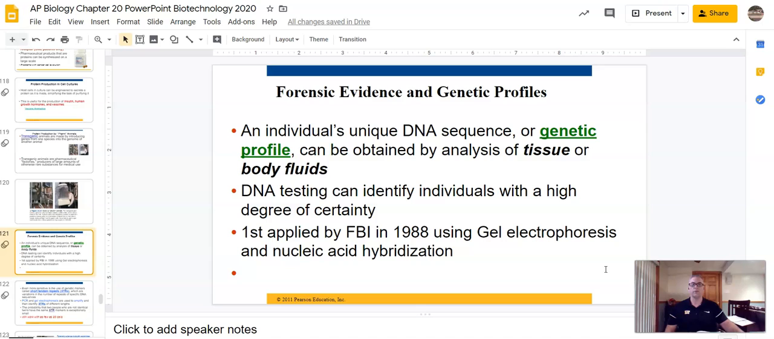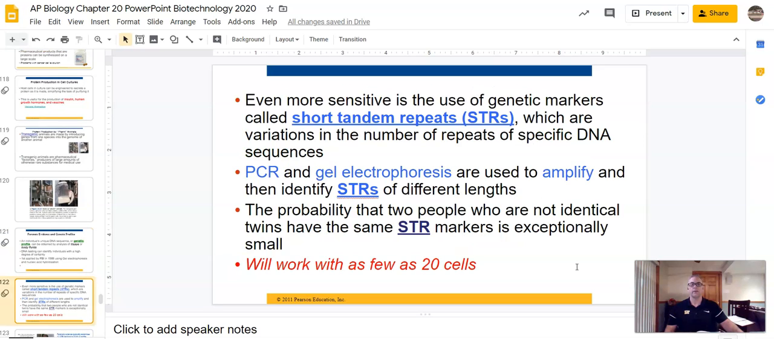But the first application at the FBI level started in 1988, and they were using gel electrophoresis and some nucleic acid hybridization. They would basically cut up fragments from suspected individuals and run them on a gel and be able to create a pattern. That relied on about 1,000 cells, and that technology improved dramatically. So today, most of the tests are looking at what's called STR, short tandem repeats.